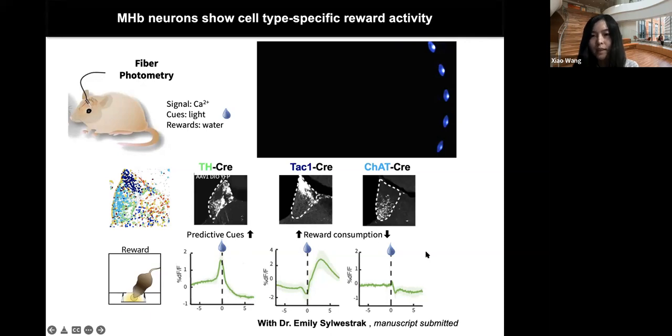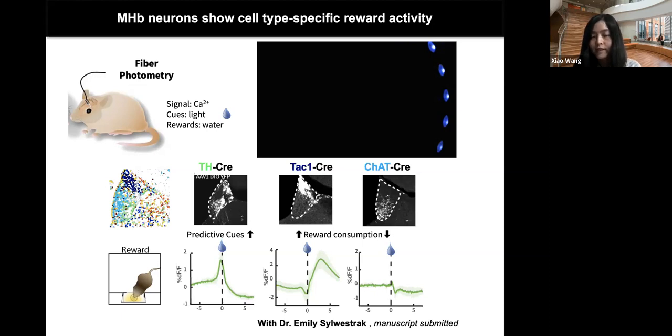So this is maybe a very specific example of how the functional readout, how the functions, can also be segregated for different molecular cell types. And this is also a very strong indication that the molecular cell types we are measuring from the mouse brain will be extremely helpful for us to better understand the brain circuits in the context of cell types.